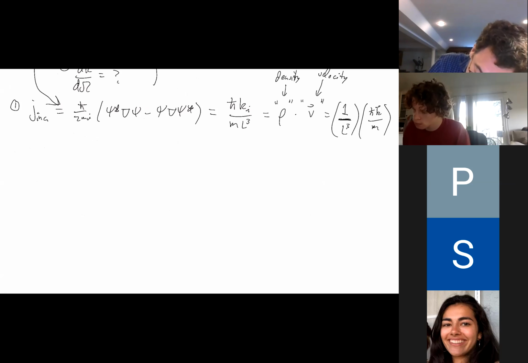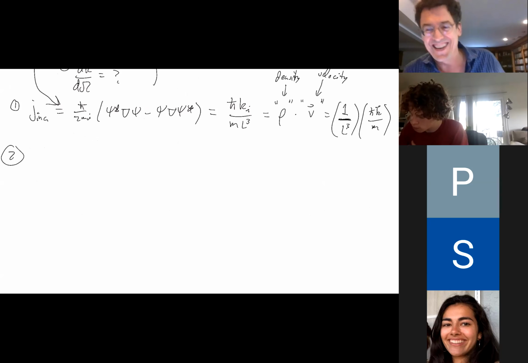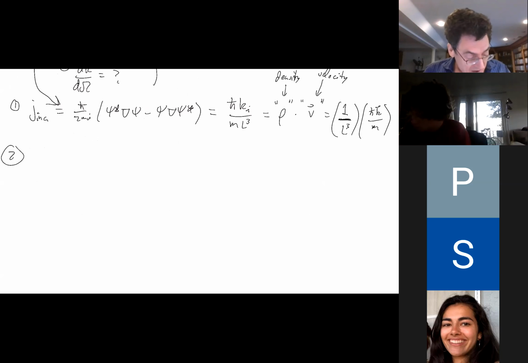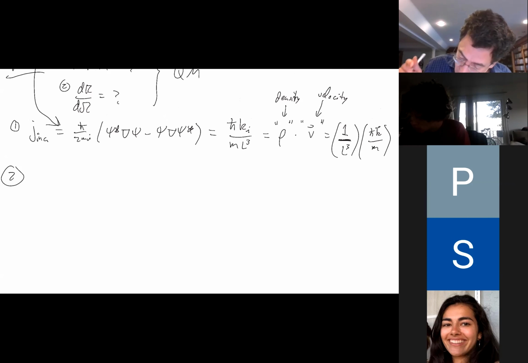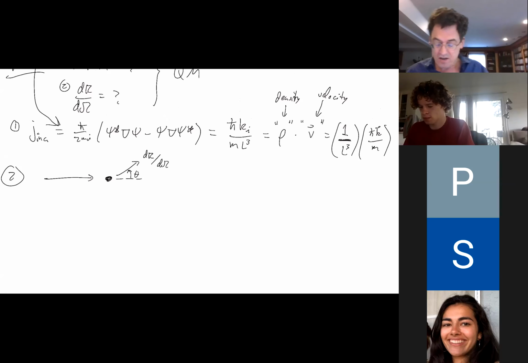Okay, so now let's do the second thing. Now we've got to do the next part, which is really hard. How do we do it? We're shooting the particle in, it's interacting, and it's coming out at some angle. And we want to know dσ divided by dΩ. So it's coming into some solid angle.